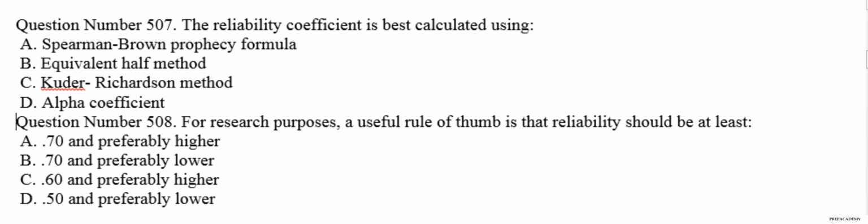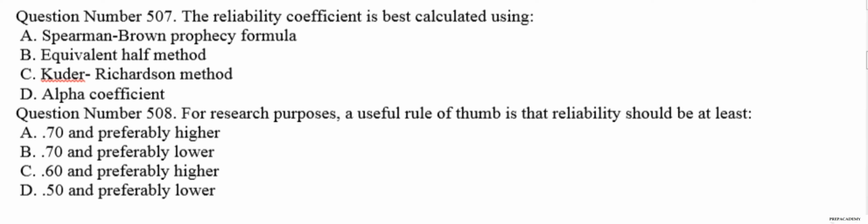Question number 508. For research purposes, a useful rule of thumb is that reliability should be at least A, 0.70 and preferably higher. B, 0.70 and preferably lower. C, 0.60 and preferably higher. D, 0.50 and preferably lower. The correct answer is option A, 0.70 and preferably higher.